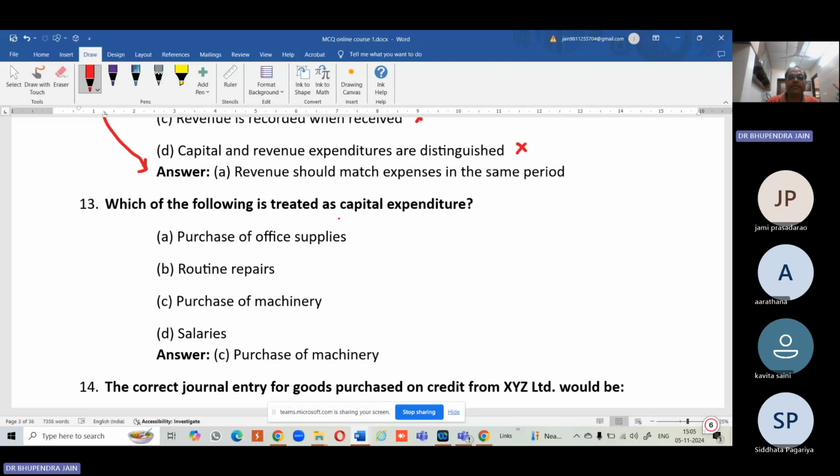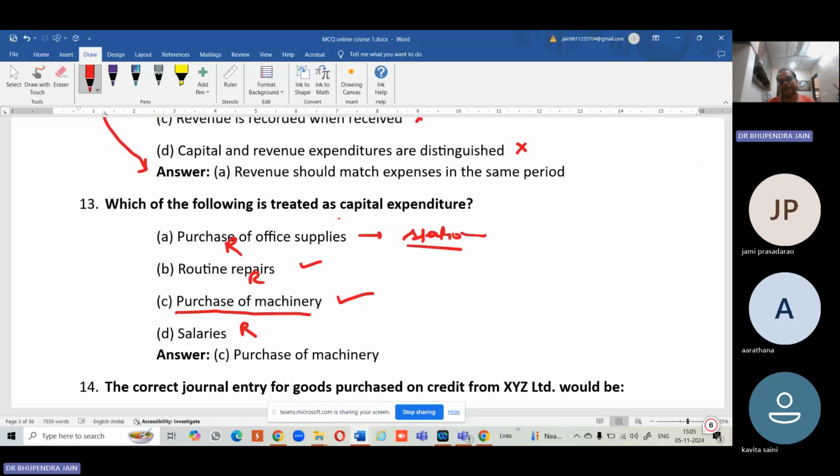Next. Which of the following is treated as capital expenditure? Purchase of office supplies. Office supplies are like stationery, not office assets. Repair is revenue expenditure. Salary is revenue expense. Only purchase of machinery is capital expenditure. So this is the correct answer.